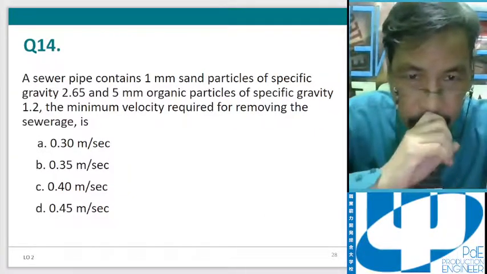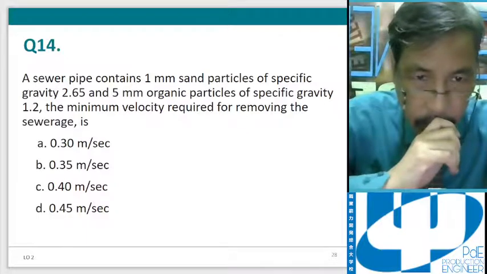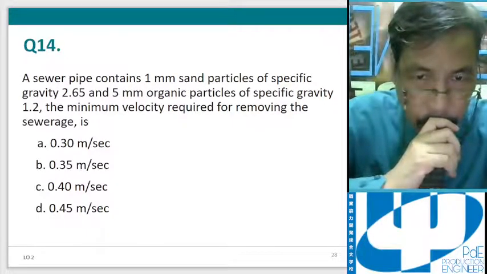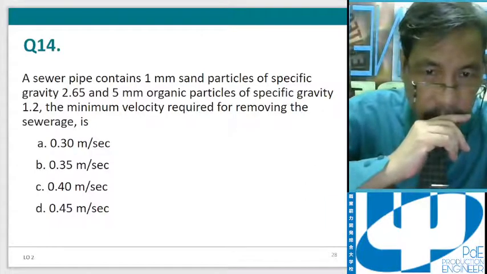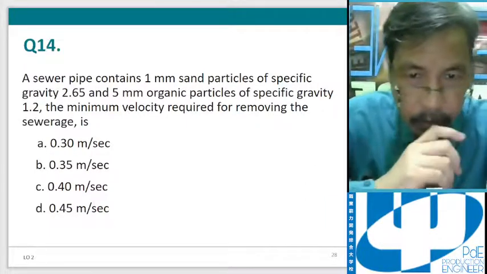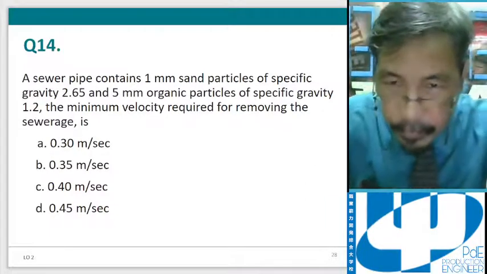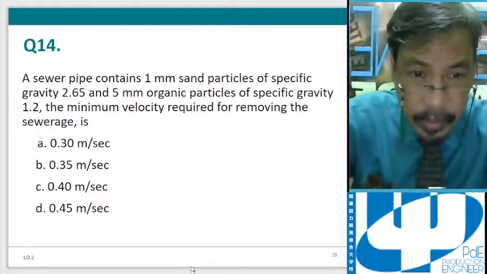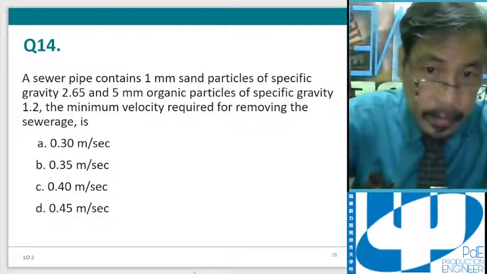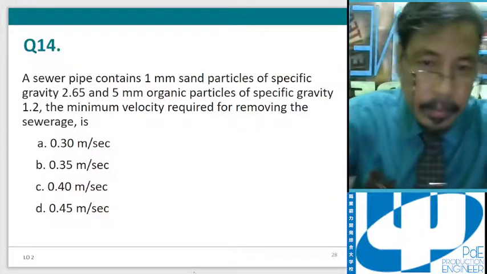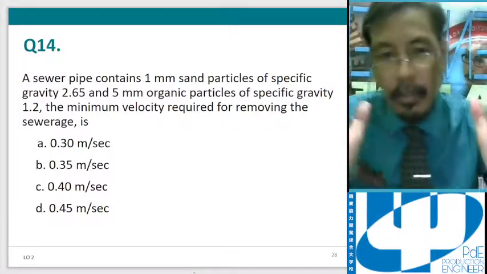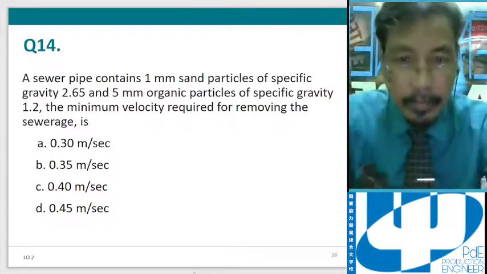Minimum velocity. So which one? The heavier one is 2.65. So this is about 0.45 meter per second. Almost half a meter per second, no?